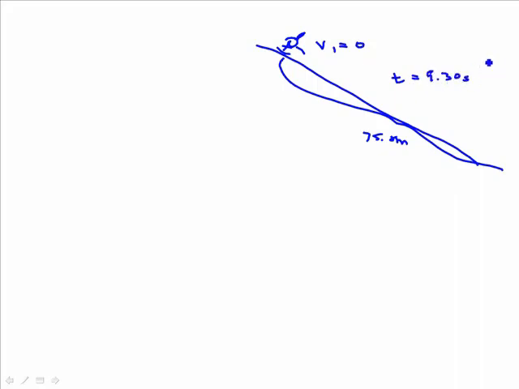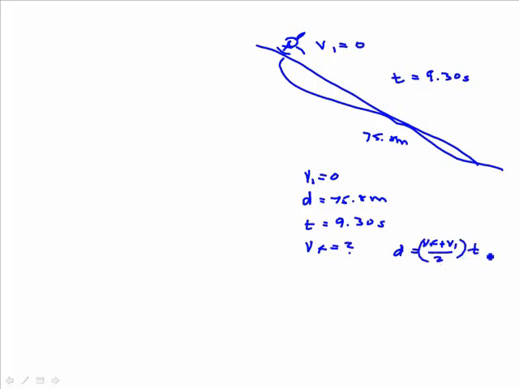And the question is, what was the speed at the bottom? Well, since initial velocity is 0, since the displacement is 75.8 meters, since the time of travel was 9.30 seconds, we want to know what VF is. All right, and of course the equation D equals (VF plus VI) over 2 times T works for us.